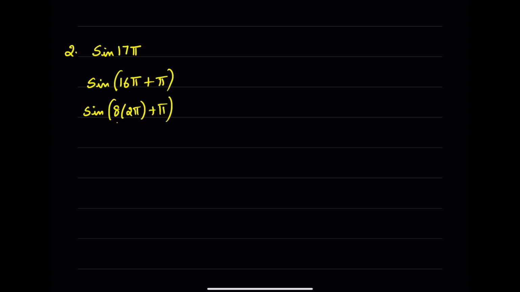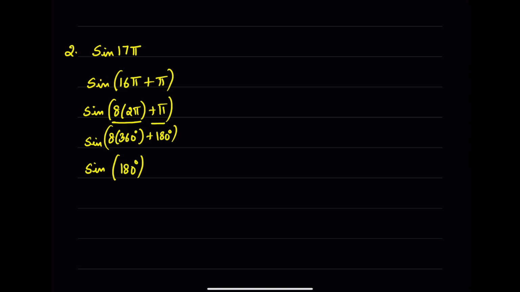This shows us that this point has gone around the circle 8 times and an additional pi. So basically this is 8 times 360 plus 180 degrees, correct? Now this is sine of 180 degrees because we can ignore the full rotations.